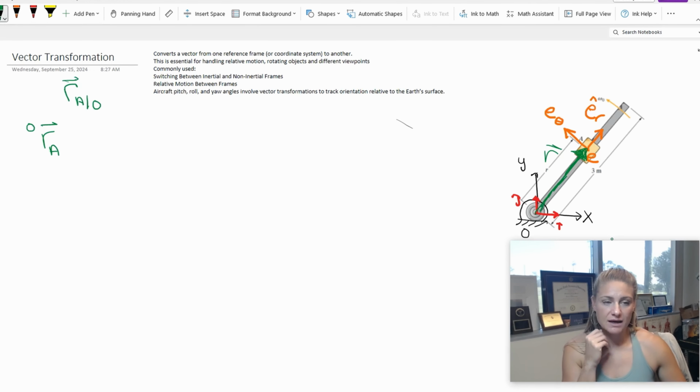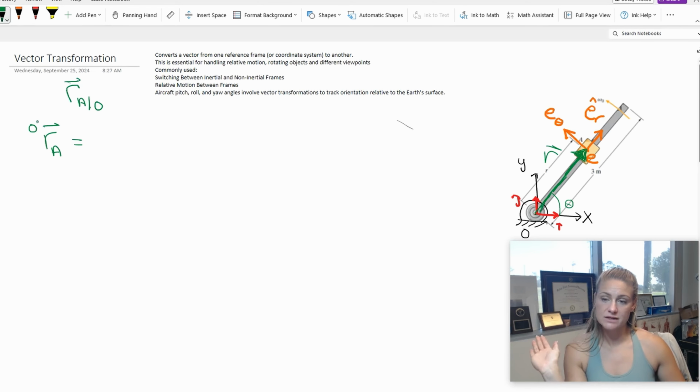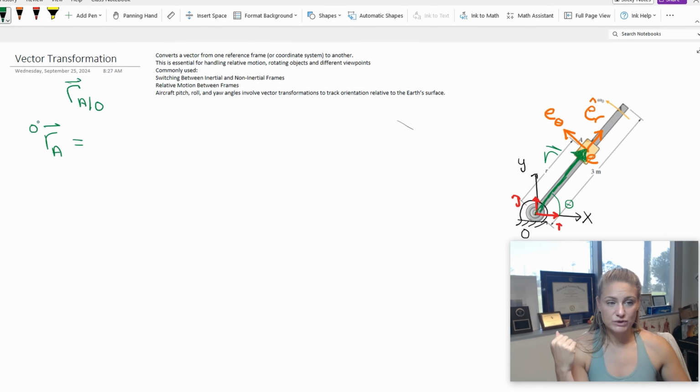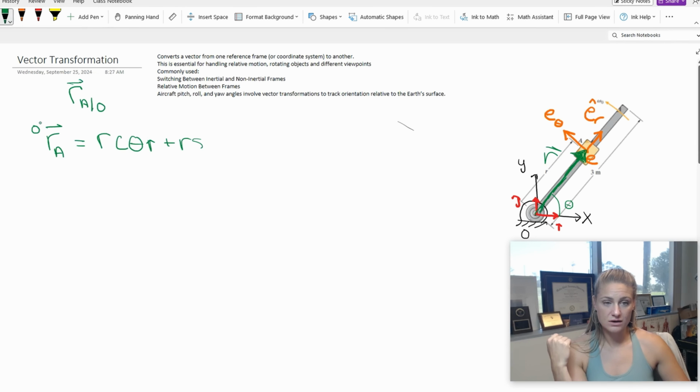Okay, so we have this, and we can represent this vector in the two different frames. The first frame that you can do, we're going to establish an angle. So the vector R is some theta off of the X axis. So I can represent this vector in the inertial reference frame, and that is going to be some magnitude R cosine theta i, plus some magnitude R sine theta j.